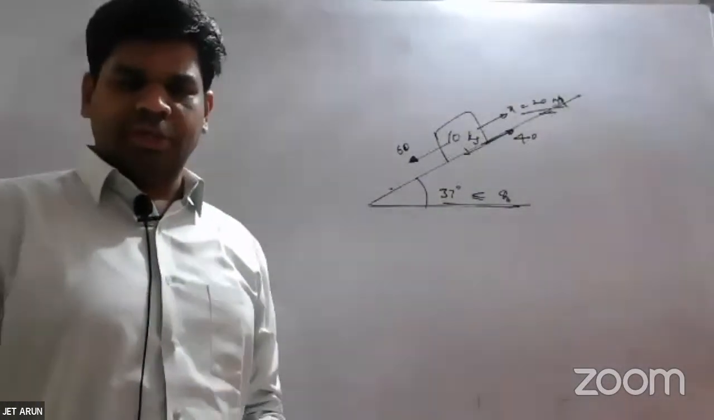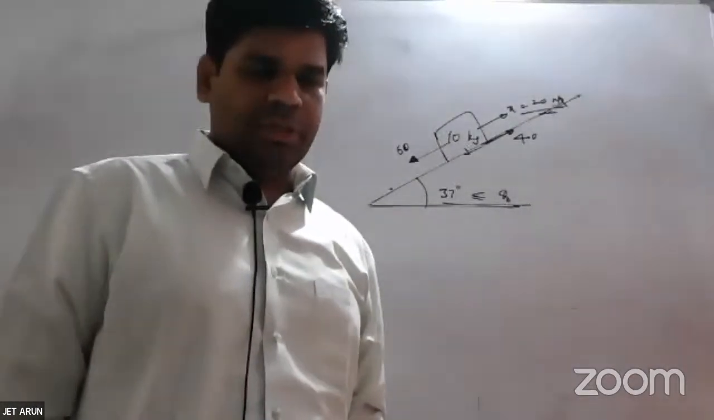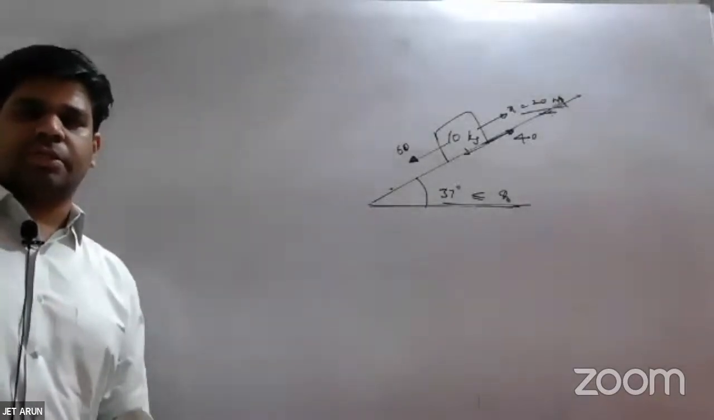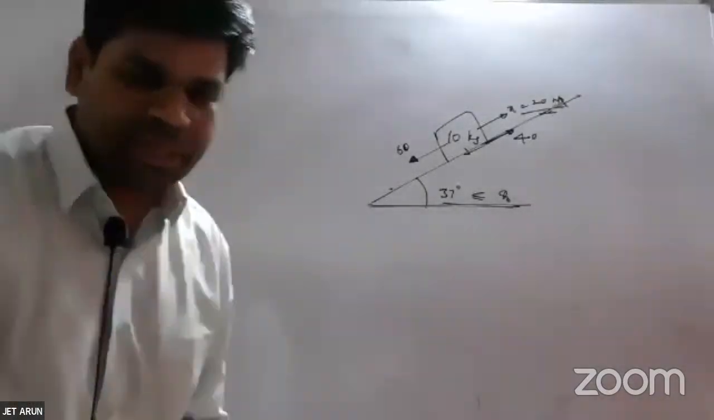Increasing, it becomes 40. Is it clear, students? Is this part of the question clear? This part of the question is interesting. All right, I'll explain again if you want, but is that clear?